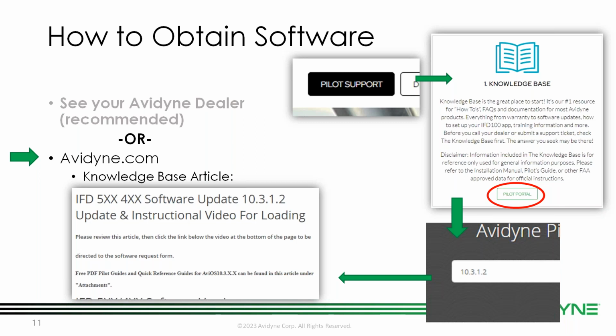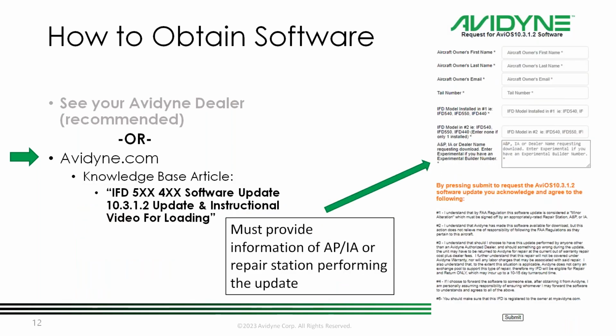it has the video as well. And at the bottom of the article, there's going to be a link for getting that software. So once you click that link at the bottom of the page, it's going to take you to this software request. If you've downloaded 10.3.2 or if you've requested it from our website, it's the exact same form. We've just changed it for 10.3.1.2.